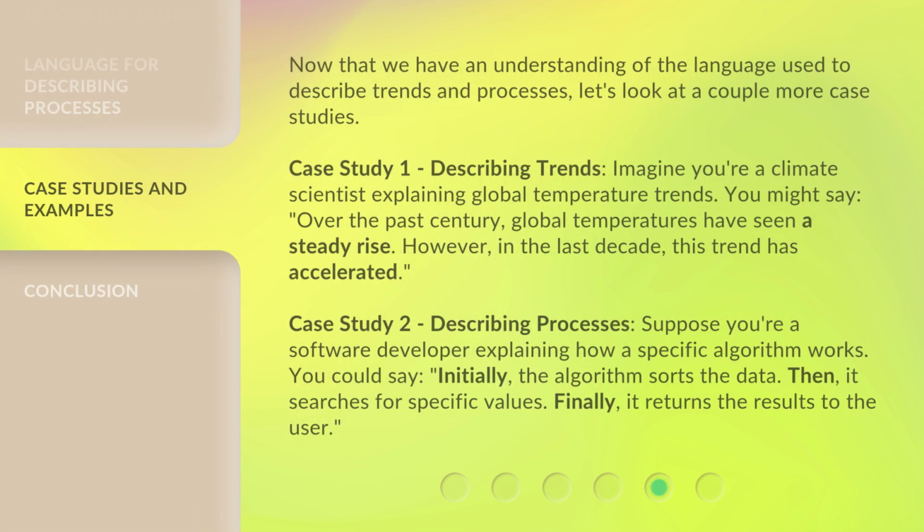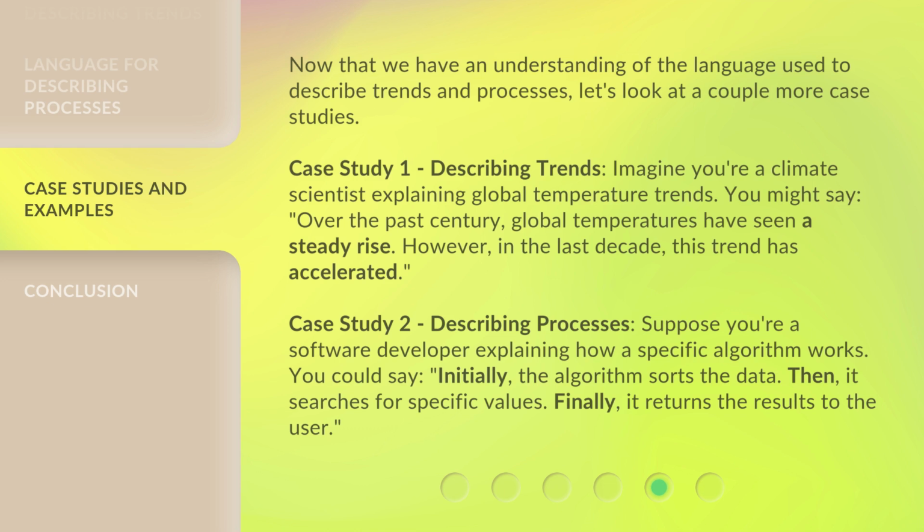Now that we have an understanding of the language used to describe trends and processes, let's look at a couple more case studies. Case Study 1: Describing Trends. Imagine you're a climate scientist explaining global temperature trends. You might say, over the past century, global temperatures have seen a steady rise. However, in the last decade, this trend has accelerated.